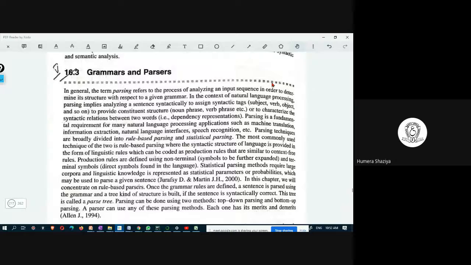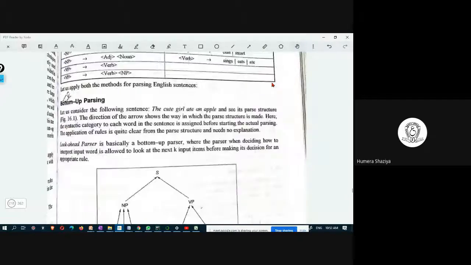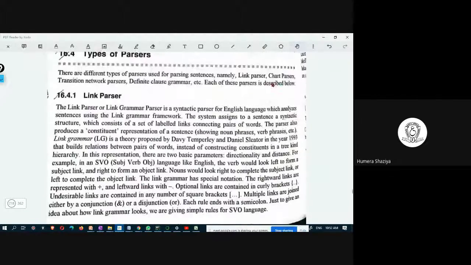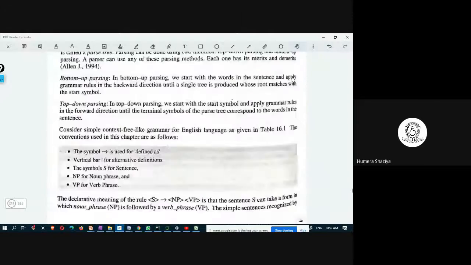Okay. We will learn these grammars and parsers tomorrow because it's a new topic. Then we will learn. We will begin tomorrow.